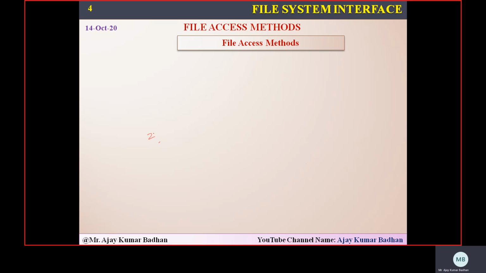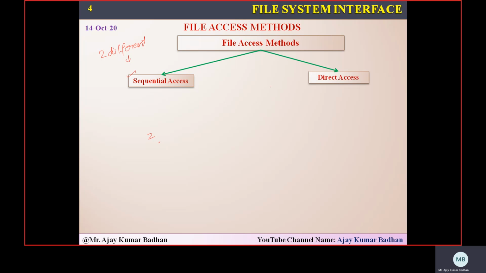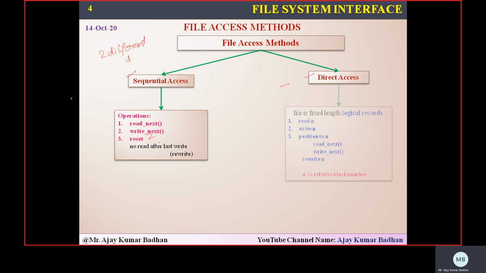Basically, as I told you, we have two different types. Actually we have so many, but the most common ones we discuss are two types. The first one is sequential access, and another one is direct access. If you talk about sequential access, let me show you.